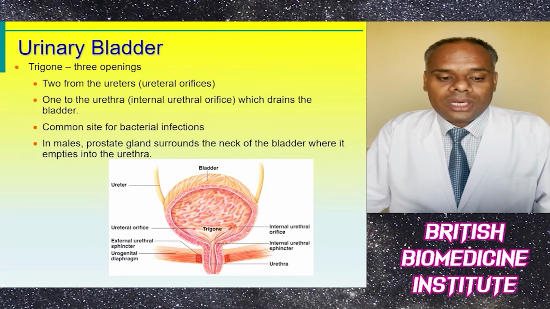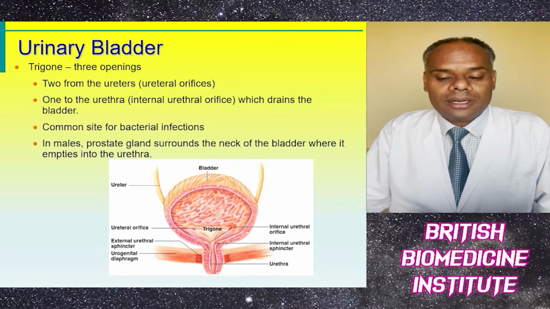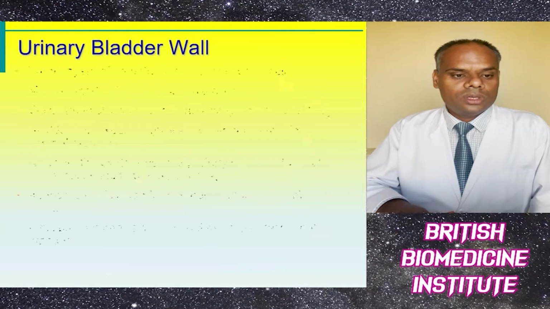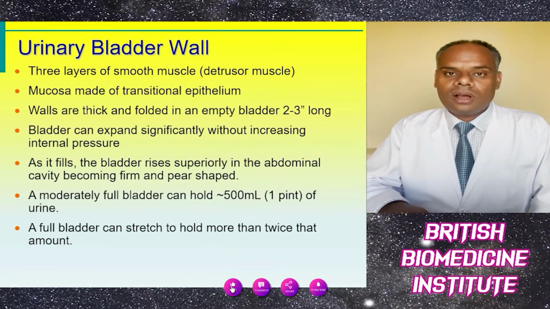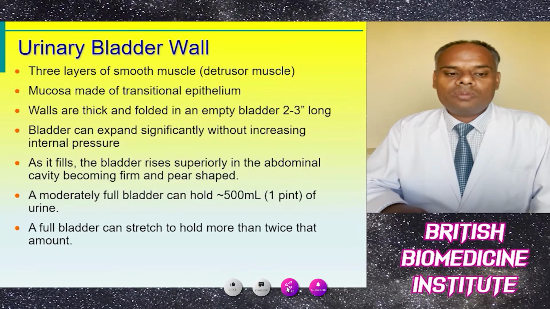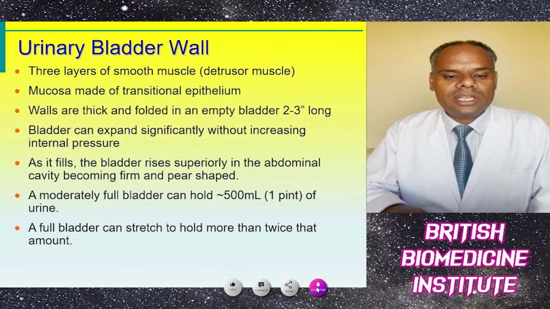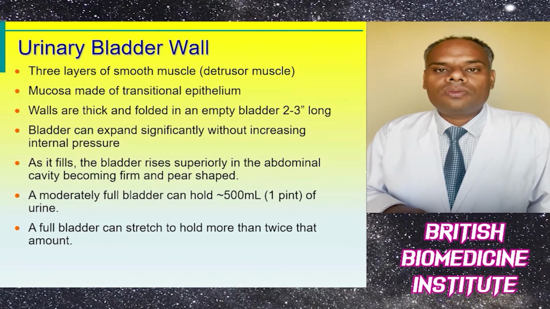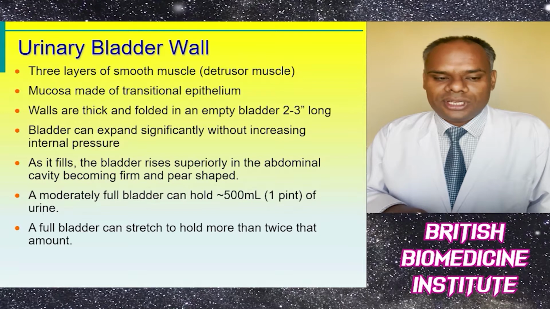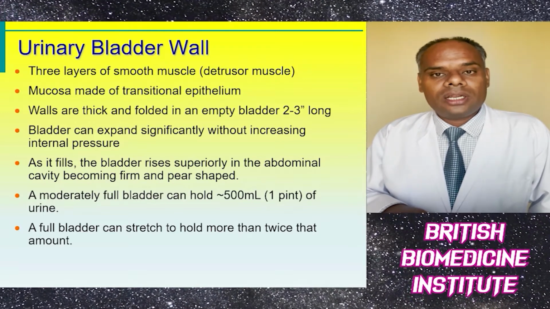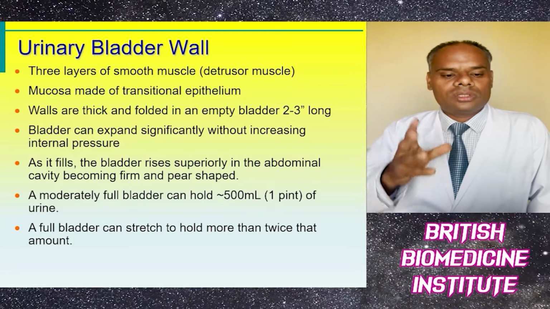In males, the prostate gland surrounds the neck of the bladder where it empties into the urethra. Urinary bladder wall. There are three layers of smooth muscle, or we can say detrusor muscle. The mucosa is made up of transitional epithelium. Walls are thick and folded in an empty bladder, which is 2 to 3 centimeters long.